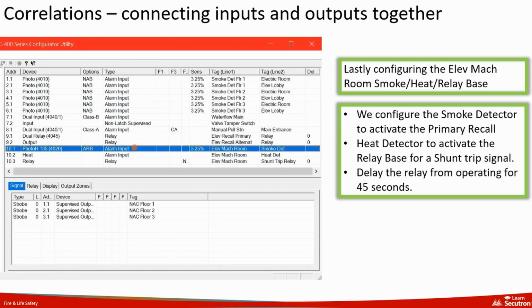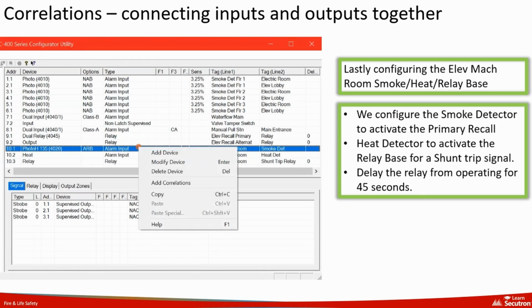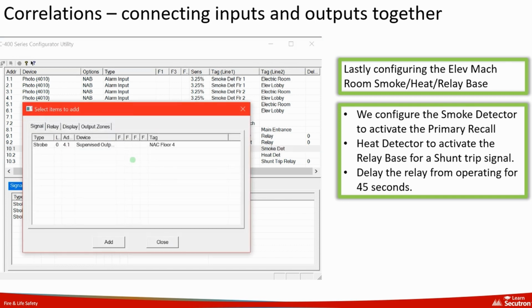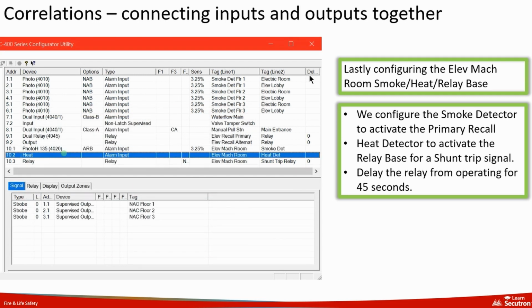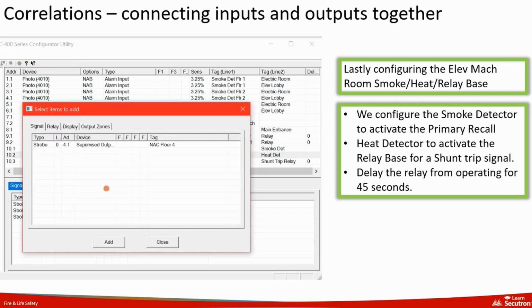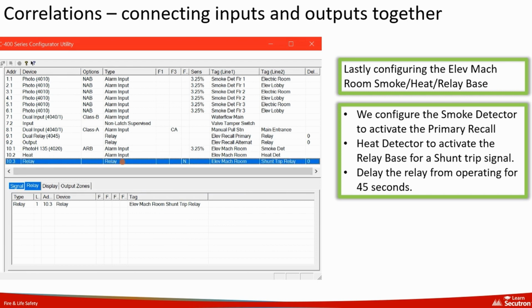Lastly, let's configure the elevator machine room smoke, heat, and relay base. Here, we configure the smoke detector to activate the primary recall relay. Then, configure the heat detector to activate the relay base for a shunt trip signal. And then, configure a 45-second delay for the relay operation. This will delay the relay activation to allow time for the elevator to reach the primary landing before activating a power shunt operation.